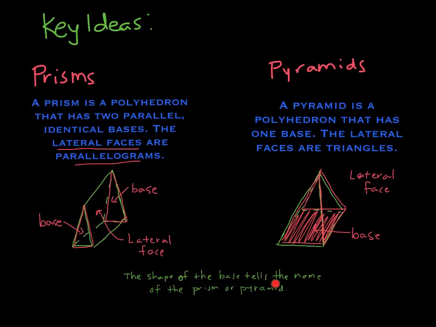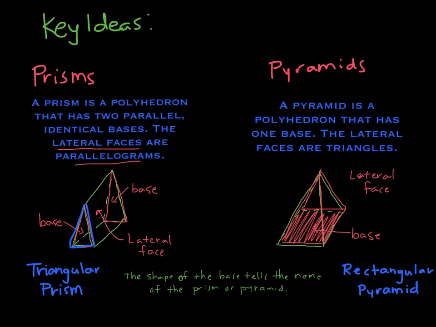So the shape of the base tells the name of the prism or the pyramid. So now we can put a name on these. The first shape is a triangular prism because the base tells me what the name of the prism or the pyramid is. This is our base over here. It's rectangular. Over here is triangular. So you have to be able to identify all those different things that are happening so you can see what shapes things are. When you're talking about 3-dimensional shapes and solids, you're talking about naming them, and this is how they're named.